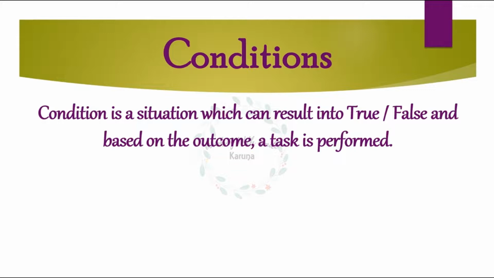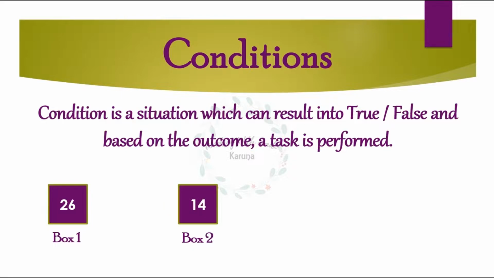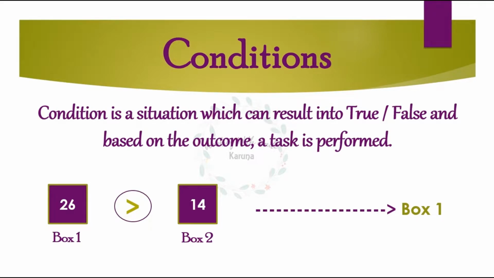So let's consider a situation here in which Arjun is given two boxes of candies, out of which he has to select the one with more number of candies. So he makes an observation that box 1 has 26 candies and box 2 has 14 candies. Thus, after comparison, he picks up box 1. From this, we can easily derive a statement: if box 1 has more candies, then choose box 1, else choose box 2. Now let's understand it better with the help of traffic signals.